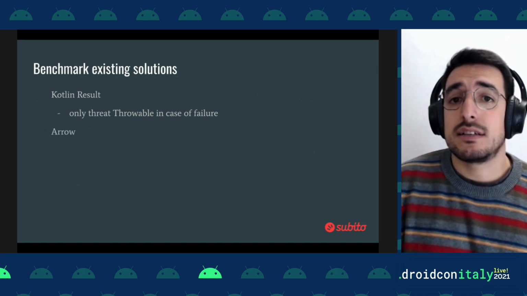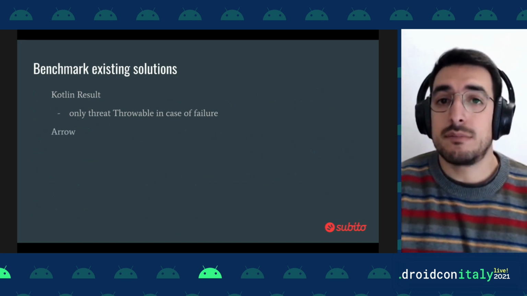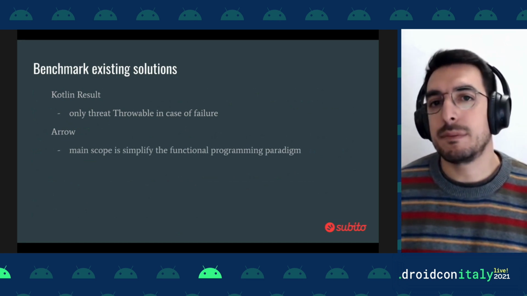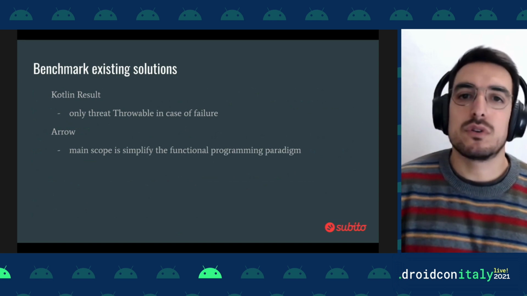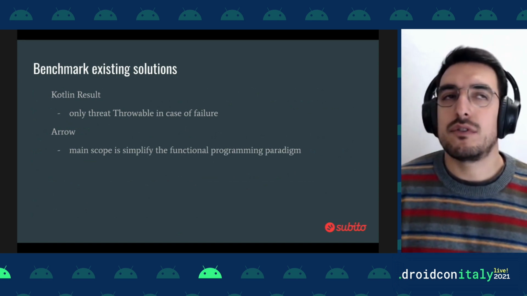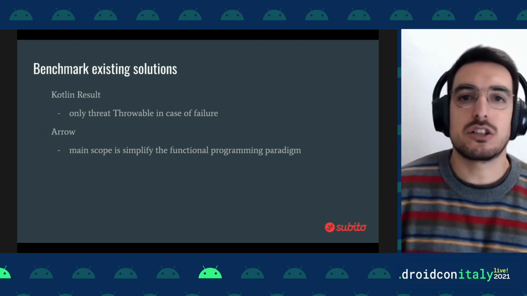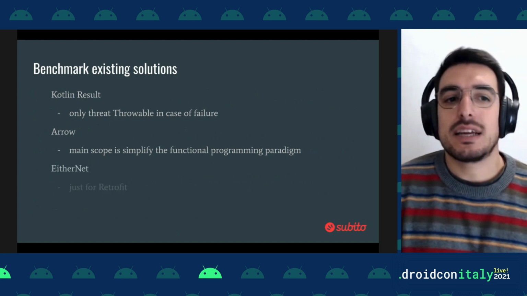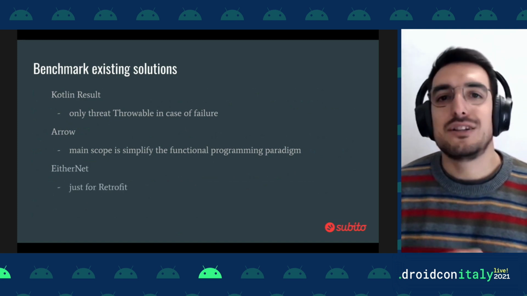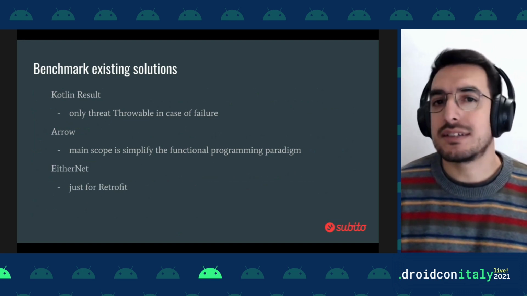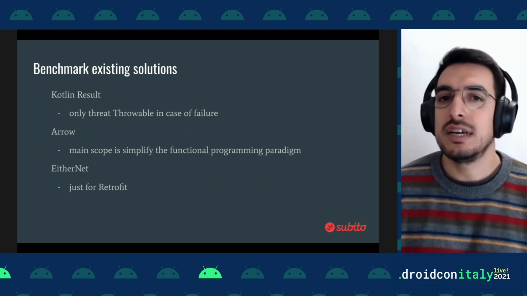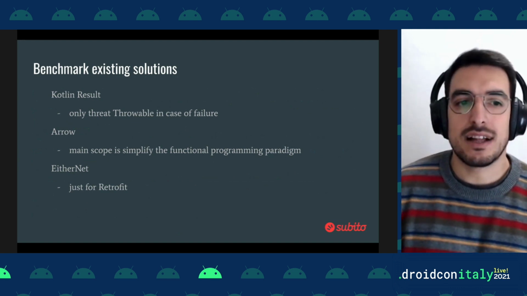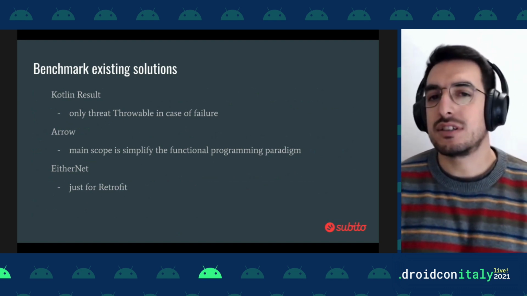Another existing solution is Arrow. Arrow is a great library, but we think that its main scope is to simplify the functional programming paradigm. So to reach our goal, in our opinion, it was a little too much for our domain. Another one was EitherNet, but EitherNet is just for Retrofit. And also we were already using our own result implementation inside our project when we decided to make a library, and when we were using it, EitherNet was not yet released.